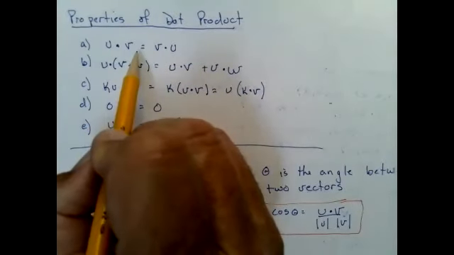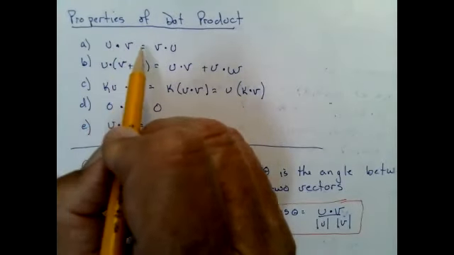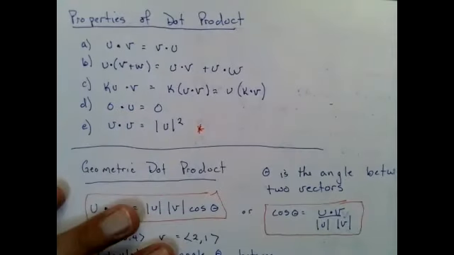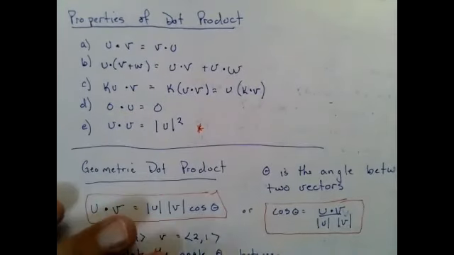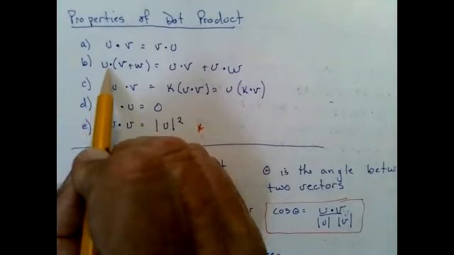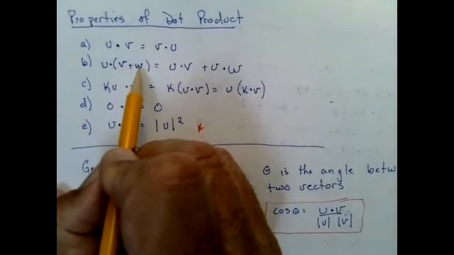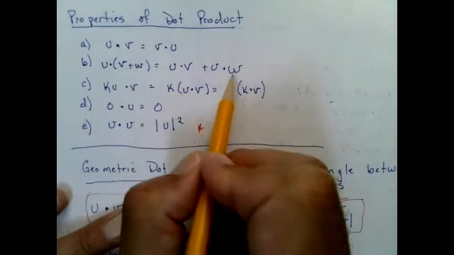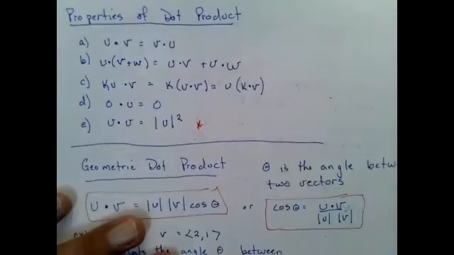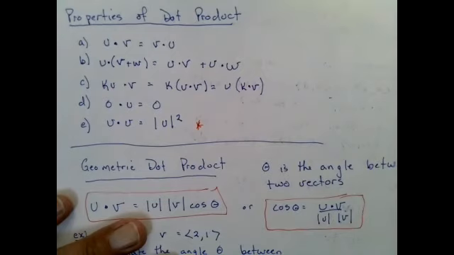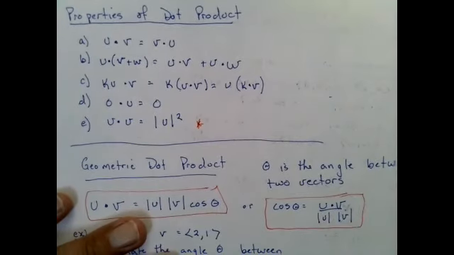This is the commutative property. U dot product V equals V dot product U. Here I have U dot product (V plus W) equals... that almost looks a little bit like the distributive property. So I'm allowed to do that with dot products.